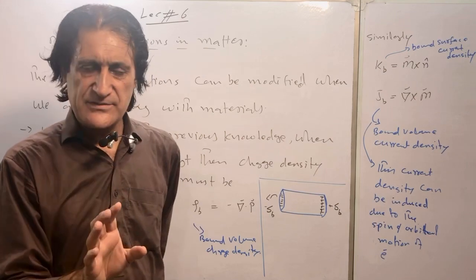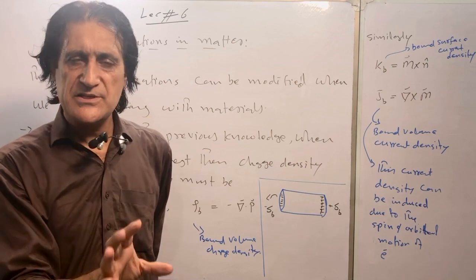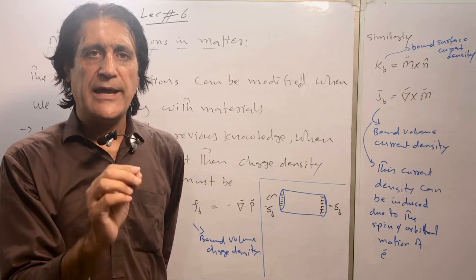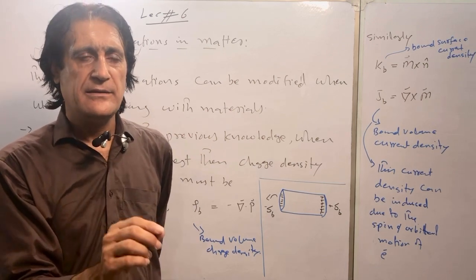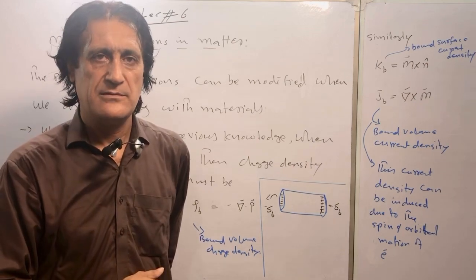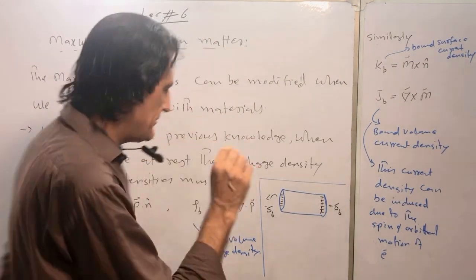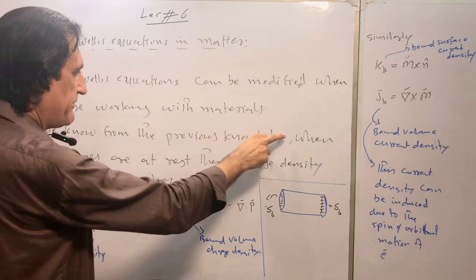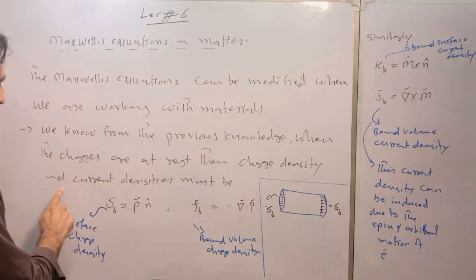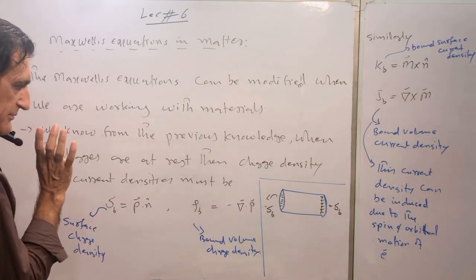For free space, we know about this. If there is some charge in free space, then we have already discussed Maxwell's equations. What will happen when we apply Maxwell's equations to a material? Then we should recall the previous knowledge: when the charges are at rest, then the charge and current densities must be as we know from before.